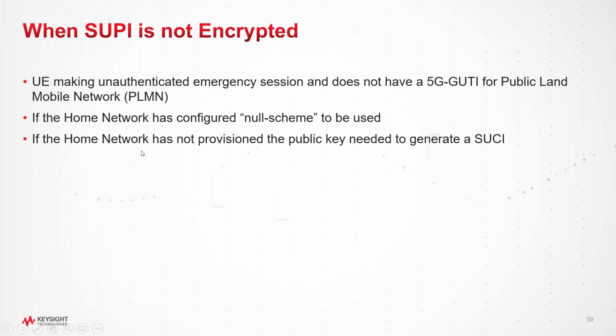Here's a third case. The home network has not provisioned that public key that is needed to generate the SUCI. So that public key of the home network, remember I said HN public key, that was on the left-hand side of that diagram.